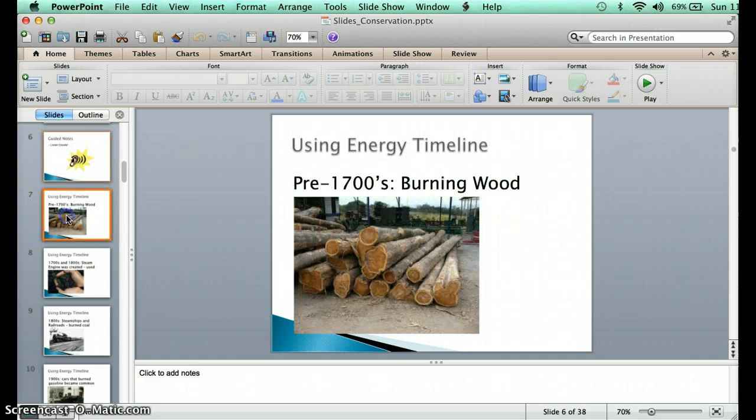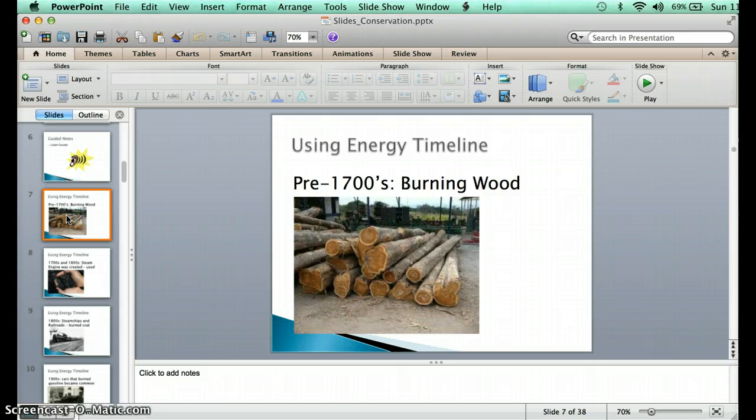So let's start with pre-1700s, right? So the only way that we could really get heat and make food was from burning wood. So wood was our biggest energy resource. We would burn the wood to get energy for the different things that we needed to do. We didn't have electricity, we didn't have much else going on. So the biggest way that we would get our energy was from burning wood.